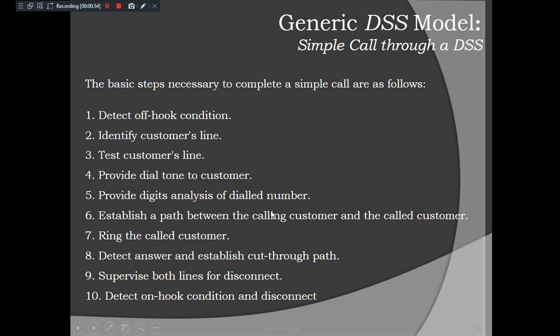Provide digit analysis of the dialed number. We authenticate both the source and destination numbers and verify them. Then we go for establishing the path between them. Then ring the called customer only when the path and the called customer are free. Then detect answer and establish the cut through path.